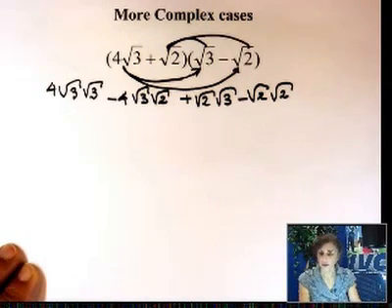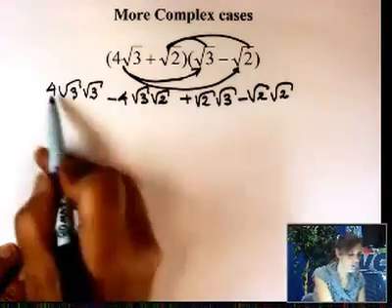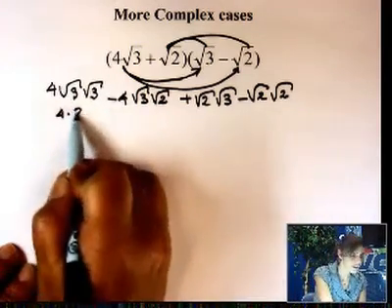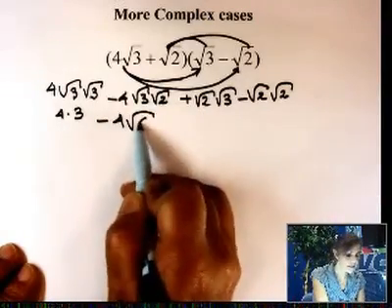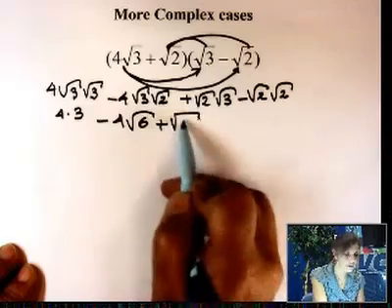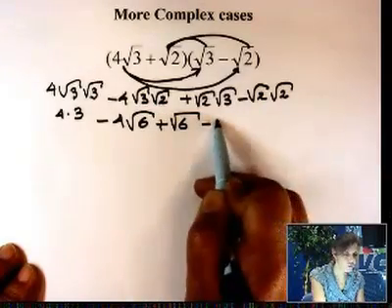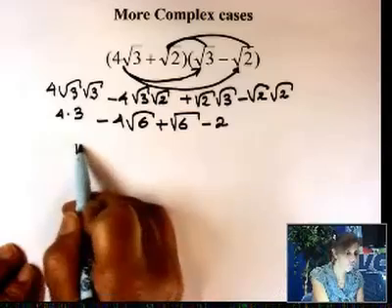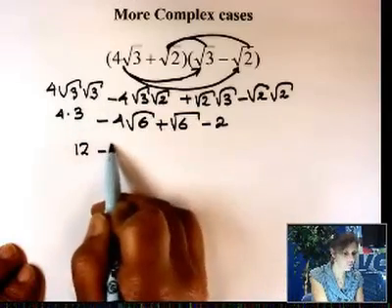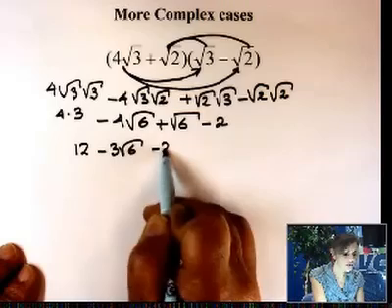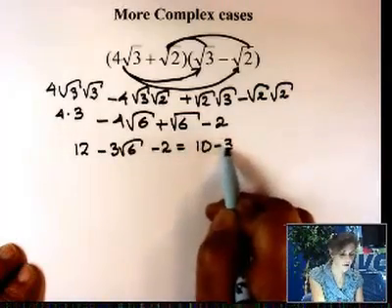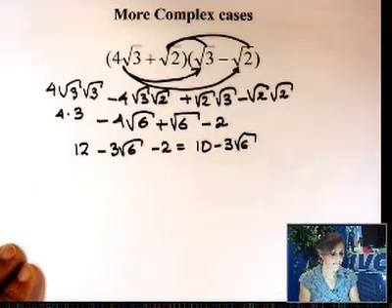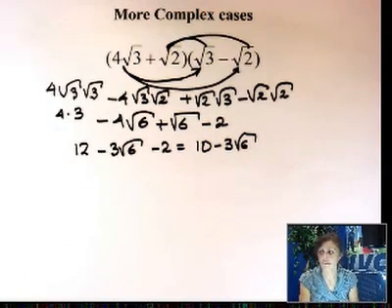Okay, let's look at that. What does this give you? 4 times 3. What does this give you? Negative 4, rad 6. What does that give you? Rad 6. And what is that? Negative 2. All right, this one is 12. Negative 4 plus 1, that's negative 3. Minus 2, which ends up being 12 minus 2, 10. Minus 3, rad 6. Okay, that's as pretty as it gets. And this was a complex case.